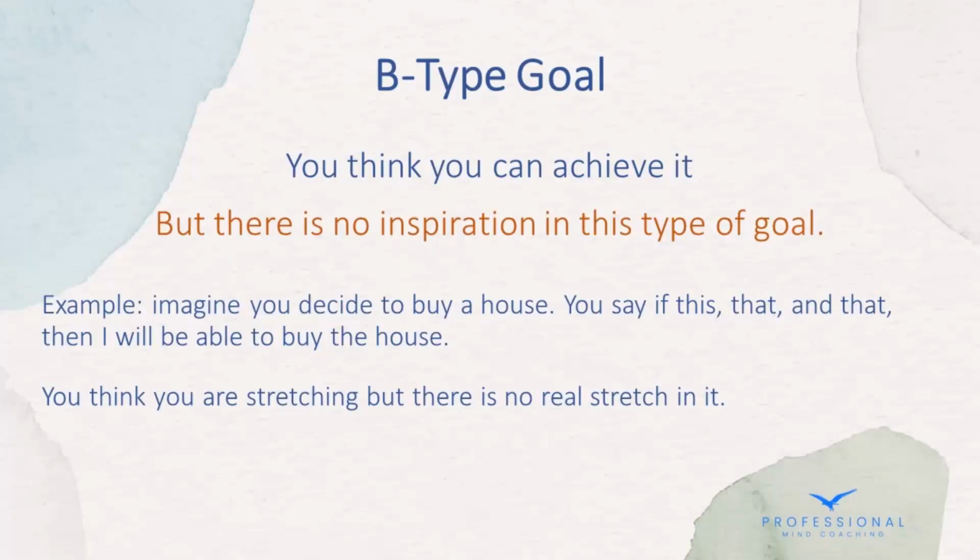Let's go to the second level of goal, which is the B-type goal. As I mentioned, a B-type goal is something that you think you can achieve. But again, there isn't any type of inspiration in it. Still, you are thinking and playing within your logical boundaries.